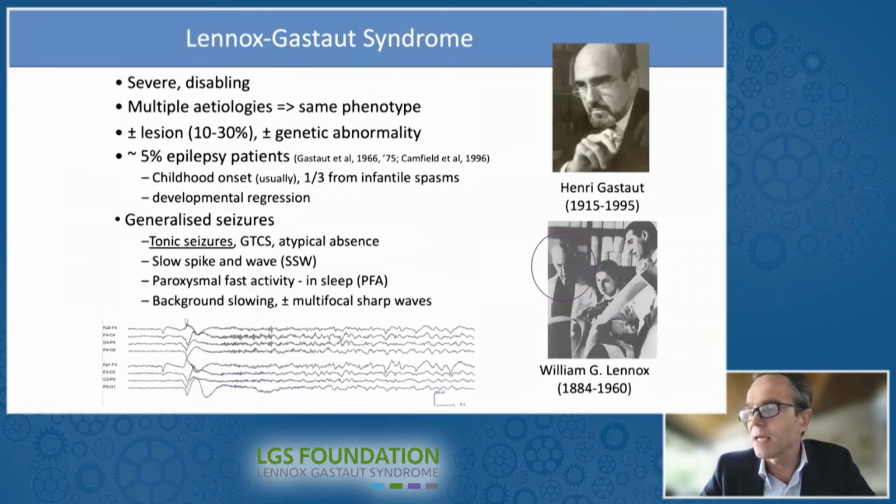Now, in this audience, I don't need to explain what Lennox-Gastaut syndrome is, but just to point out a couple of key factors, including that there are multiple different etiologies all expressed in the same phenotype. And this, of course, has always been very mysterious and was one of the reasons that we got interested in the syndrome a number of years ago. About 30% will have a visible structural lesion, and a large number have a known genetic abnormality, which may be monogenic or polygenic. And, of course, there are the characteristic EEG features and seizures.